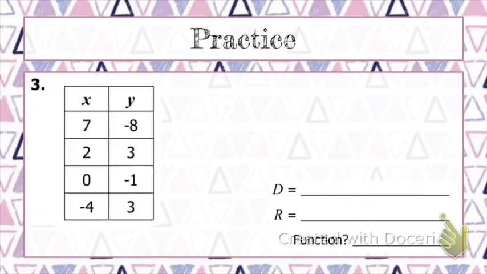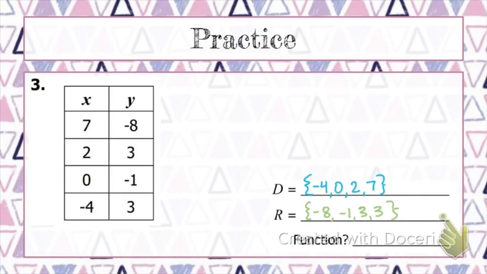Now this representation of a relation is a table. I'm sure you've seen tables before and you're familiar with them. And this makes it pretty easy for us to find domain and range because our x's are listed here and our y's are listed here. So our domain, and remember we go least to greatest, so we have to start with -4, is -4, 0, 2, and 7. Then our range is all of our y values, again in order from least to greatest. So -8, -1, +3, and +3.